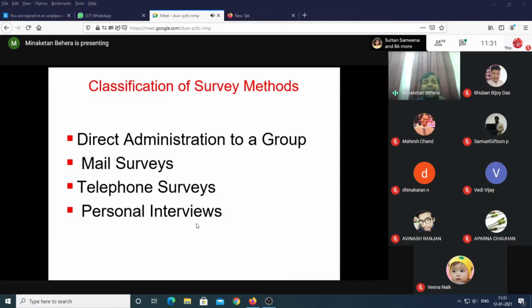You have positive points, you have negative points; every method has merits and demerits. So I am not going into this, but my only concern is that when you are sending mail, the response rate is very poor. So you have to keep that in mind.